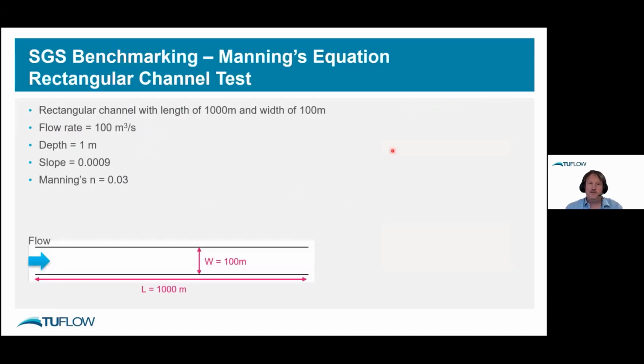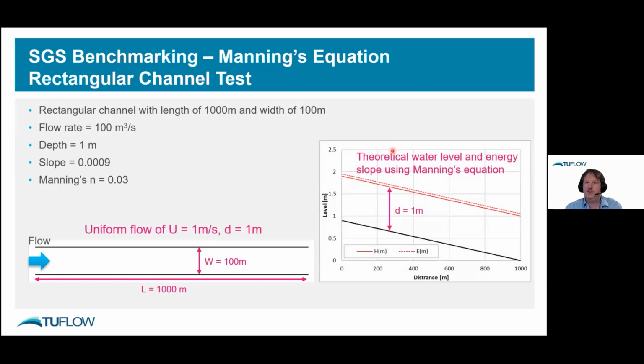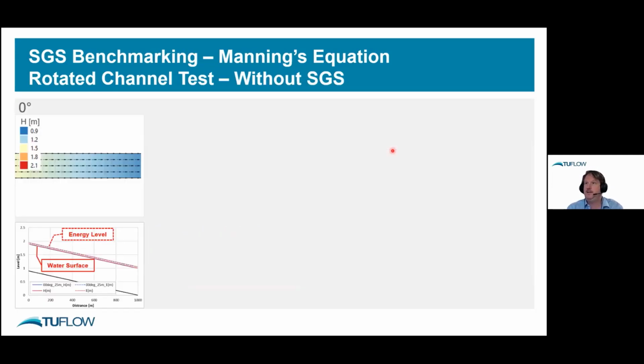So going to a very simple test case, if we have a rectangular channel, 1,000 meters long, 100 meters wide, with a simple fixed rate flow, fixed slope and Manning's N across there, it's very easy to compute what the theoretical answer should be for that. And if you run a 2D model of that, you should get exactly that answer.